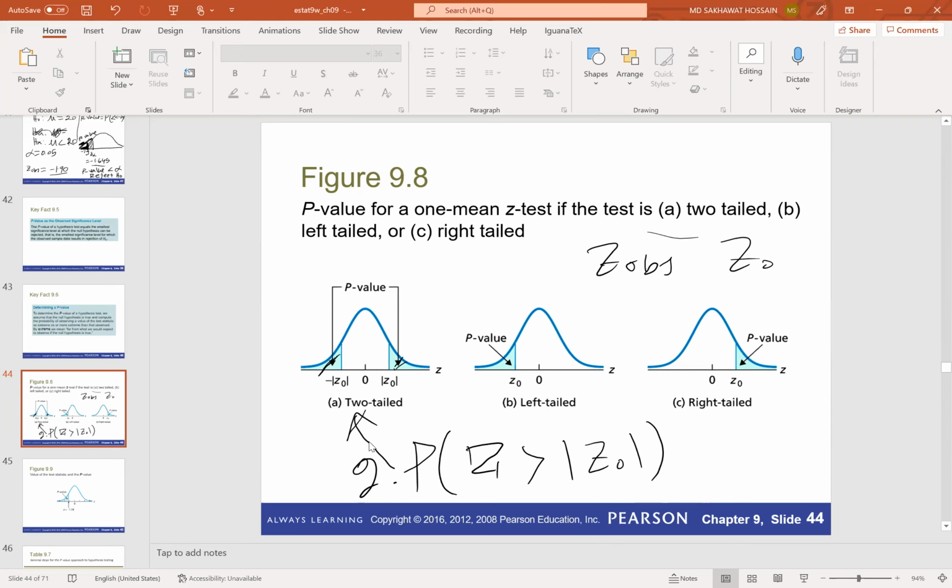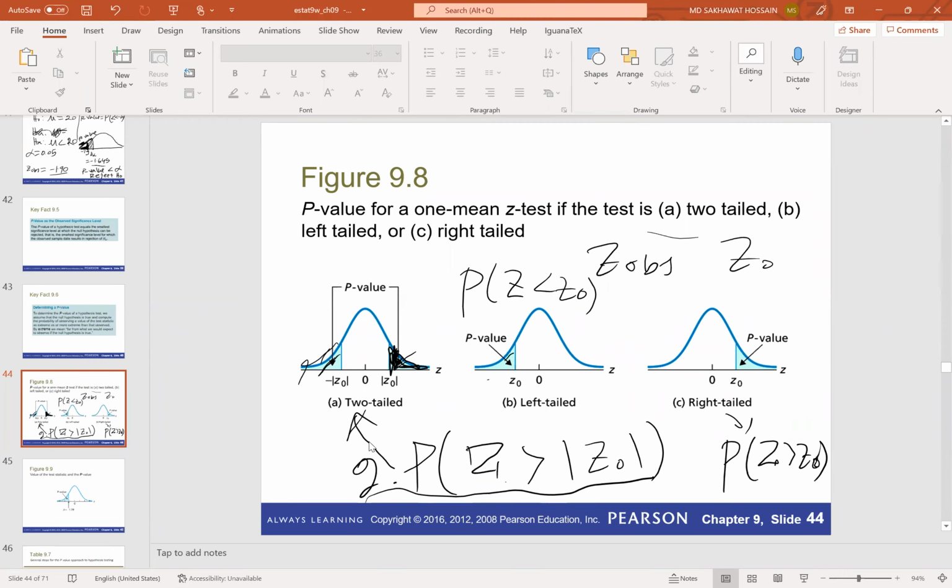Because if you calculate the probability of Z greater than the absolute value of Z0, you are calculating this area. But the p-value is this area plus this area. This area and this area are the same, so that's why we did 2 times this one. This is the p-value for a two-tail test. For a left-tail test, the p-value is the probability of Z less than Z0. And for a right-tail test, the p-value is the probability of Z greater than Z0. Z0 or Z observed, whatever it is.